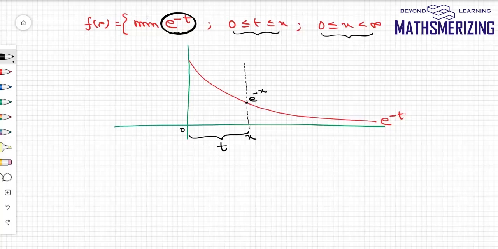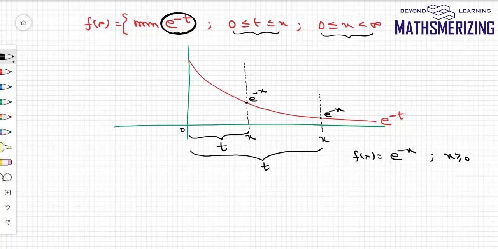Now again, if I choose another value of x, so again in this interval from 0 to x, the function decreases. Now again, the minimum value of e to the power minus t will lie at x. So again it will be e to the power minus x. So in this case, function f(x) will simply be e to the power minus x when x is greater than or equal to 0. Now, what if again I change it to maximum of e to the power minus t?